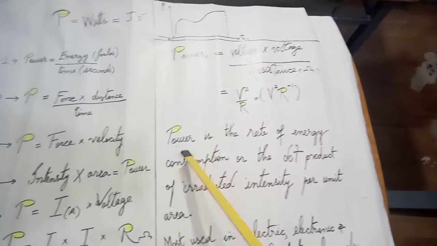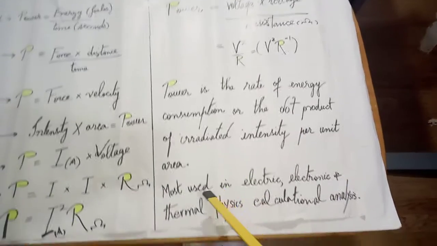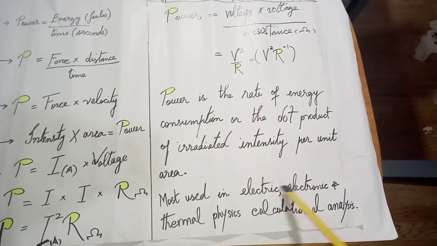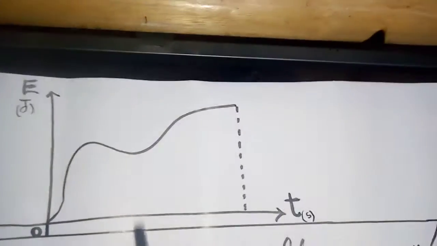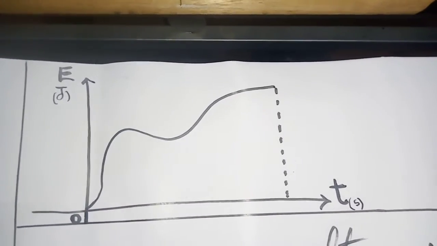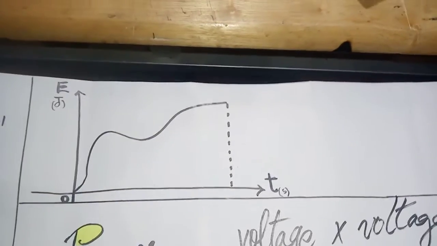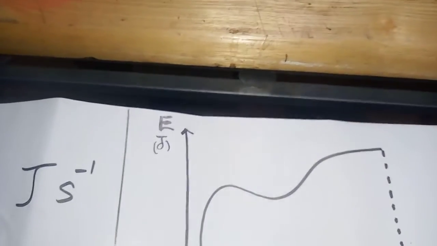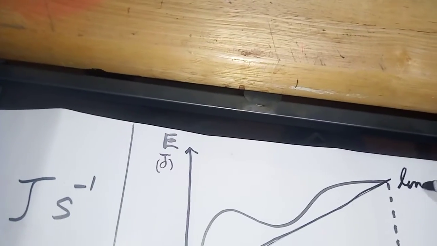It's defined as the rate of energy consumption, or the dot product of radiated intensity per unit area, and is used in electric, electronic, and thermal physics calculational analysis. And if we had a graph of energy versus time, where time is the independent variable, energy is the dependent variable, well, mostly real life graphs are actually something like this. But if I were to draw an easy projection, a linear projection, so this is a linear projection.